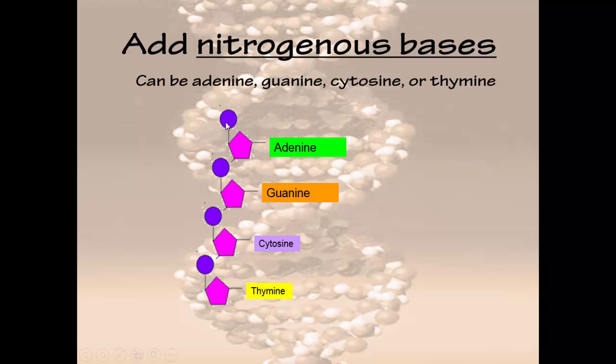So again, we've got our sugar-phosphate backbone, phosphate, sugar, phosphate, sugar, phosphate, sugar, phosphate, sugar, and then we have our bases. And notice that our bases are attached to the sugars. None of these bases are attached to the phosphates. The bases attach to the sugars, okay?